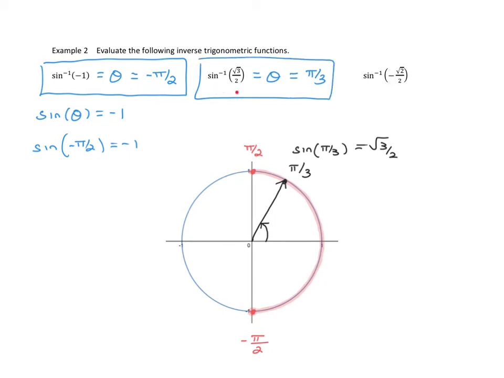For answering this question, I had to know some previous knowledge. I had to know that at a 60-degree angle, sine takes on the value of root 3 over 2. Pi over 3 falls within this interval, and so I'm done with that part. What about this one? Again, the answer is going to be some angle, which I'll call theta.